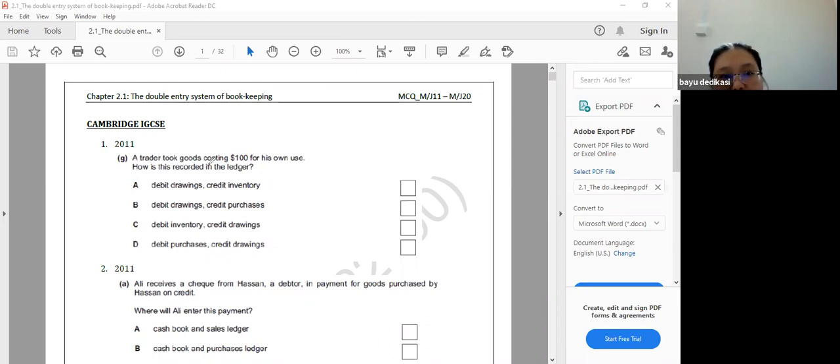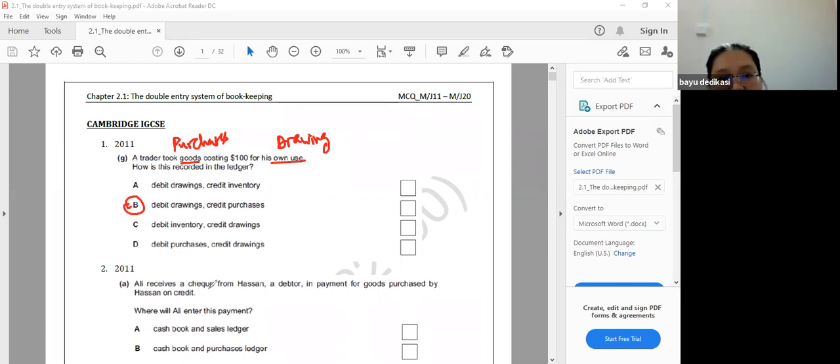A trader took goods costing 100 for his own use. The moment you see "own use", the word is indicating a drawing. So the double entry: when you take the goods, this is a purchases, and this is a drawing. Drawing account receives, purchases account gives out. So your answer is debit drawing, credit purchases.